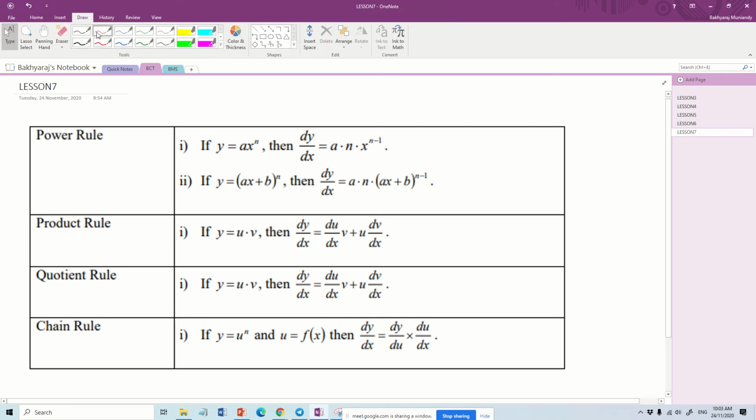First of all, we start again with the power rule. What we saw last week was about the power rule. Kita tengok hari itu ialah power rule yang ini. Dan hari ini kita sambung lagi sedikit dengan ini. The second part, and then we will look into the product and quotient rules. So we have a few more things to look into here.